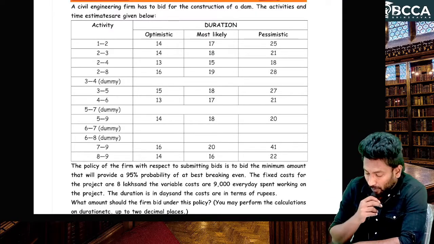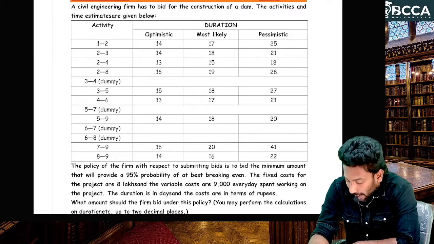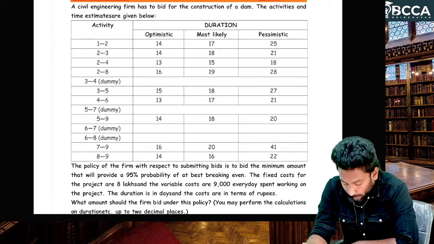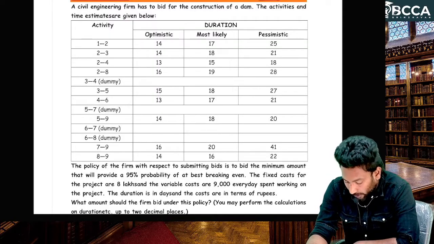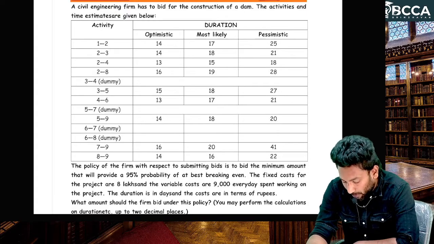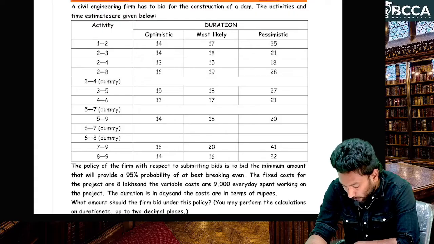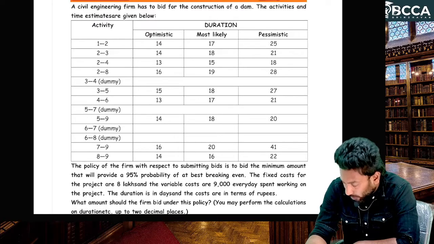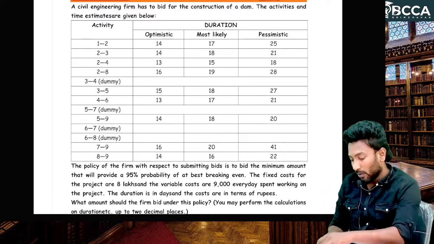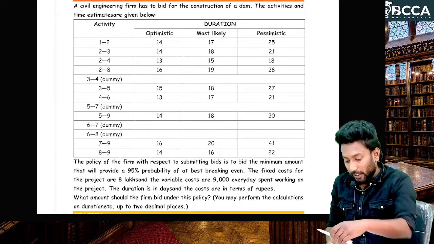A civil engineering firm has to bid for the construction of a dam. The activities and time estimates are given in the table below. The activities are 1 to 2, 2 to 3, 2 to 4, 2 to 8, 3 to 4 dummy. Dummy means a dummy activity with 0 time and 0 resources. Then 3 to 5, 4 to 6, 5 to 7, 5 to 9, 6 to 7, 6 to 8, 7 to 9, 8 to 9. Too many activities are there, so first let us try to draw the network diagram, then we can proceed reading the question.